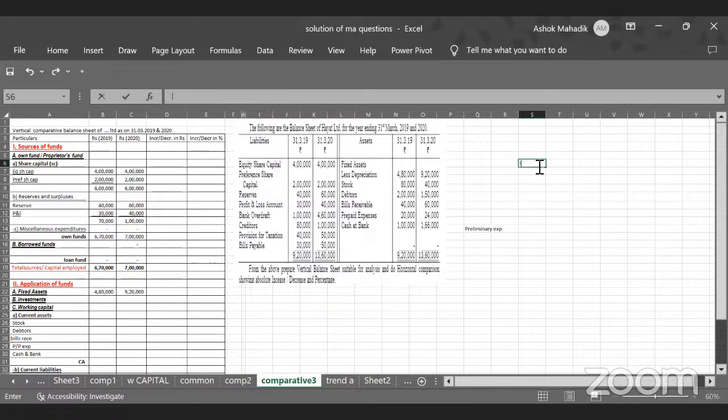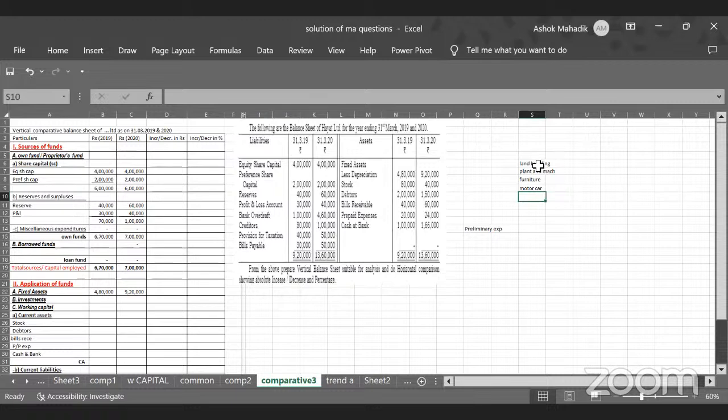I'll also write land and building. Plant and machinery. Furniture. Assets which are used for longer term, which are not for sale purpose. We are not going to sell these assets, so they are fixed assets. Then motor car.